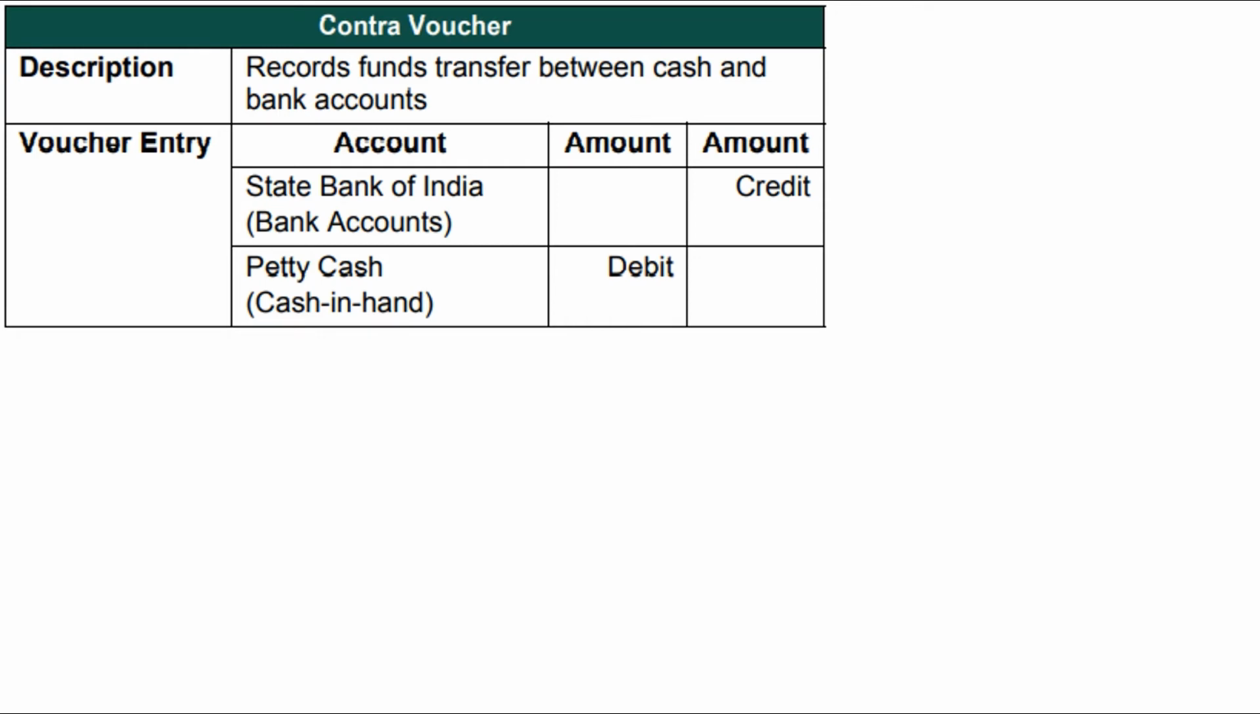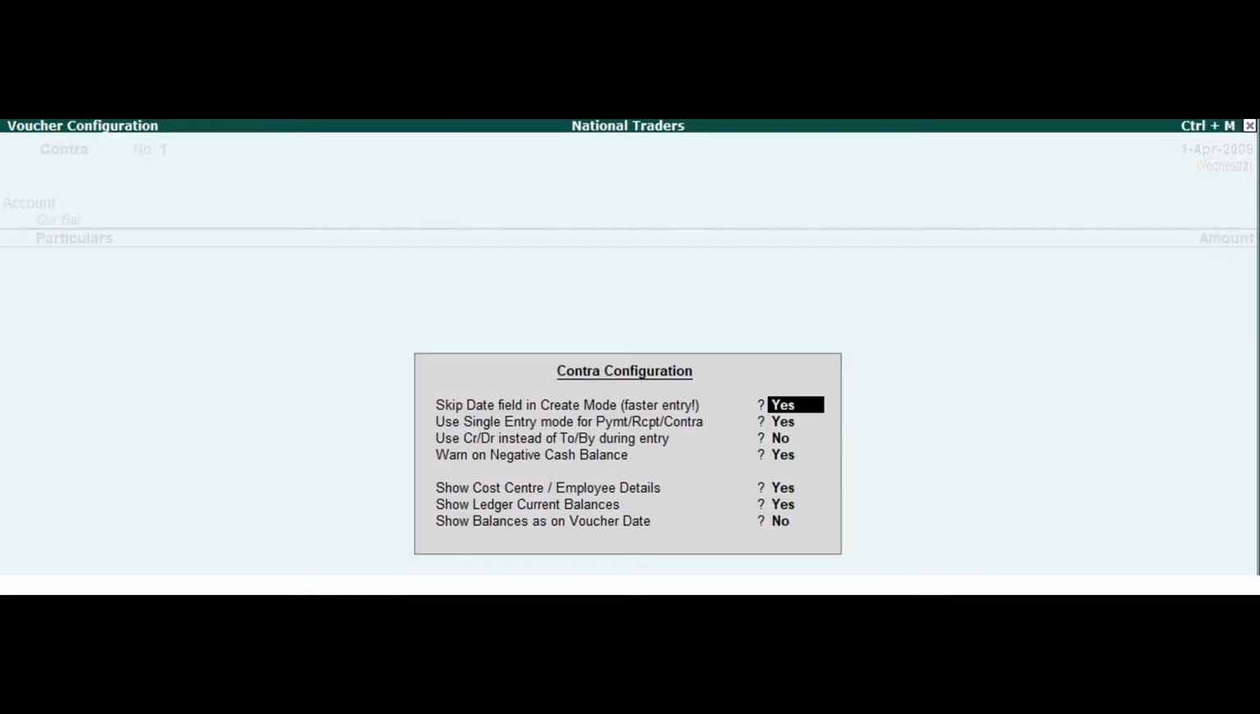Contra voucher means to withdraw money from bank for petty cash. In voucher entry mode, press F12, that is contra configuration, and set the following to yes. Skip the date field in create mode. Use credit or debit instead of to or by during entry. Warn on negative cash balance. Show ledger current balances. Show balances as on voucher date.